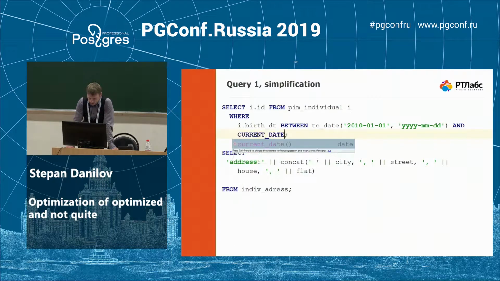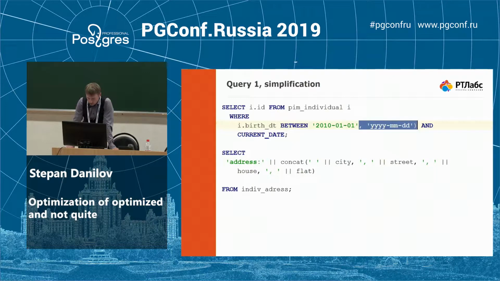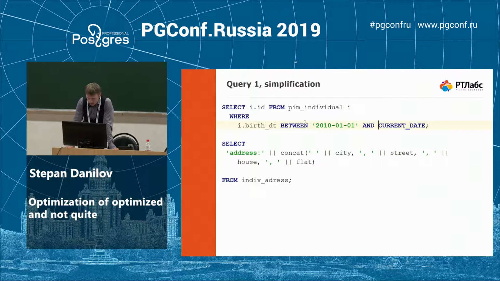For the current date, there is a function in Postgres, current date, and the text in such format will then be automatically processed. And you can make it easier. So birth date is greater than or equal to this date, the particular date.